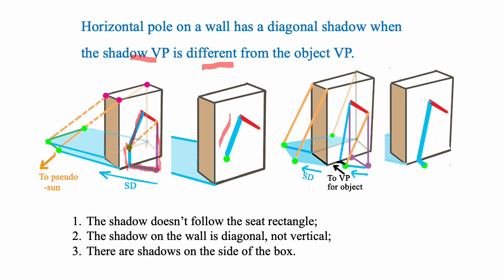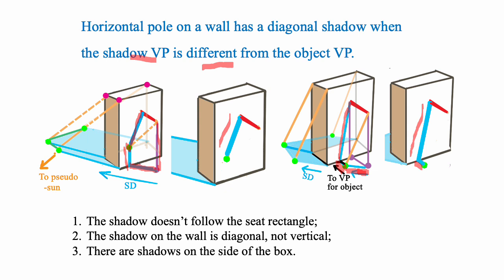Now, what if the light hits the ground? Then the line goes from the seat rectangle in the shadow direction, and when it intersects the light, it goes toward the vanishing point for the object. And when it hits the wall, it goes to the back of the pole. So we have two components to the shadow.